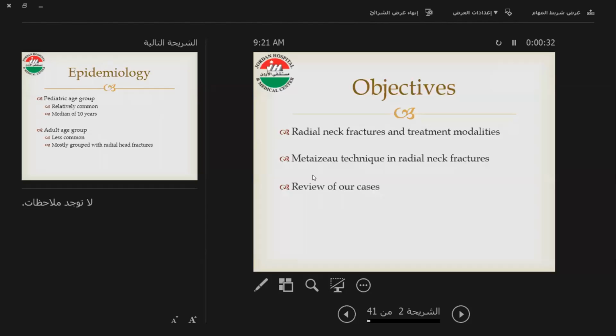The objectives of this lecture are to talk a little bit about radial neck fractures and the treatment modalities currently in use. Then we will talk about the Métaizeau technique in radial neck fracture treatment, and we will review our data and present a few of our cases.